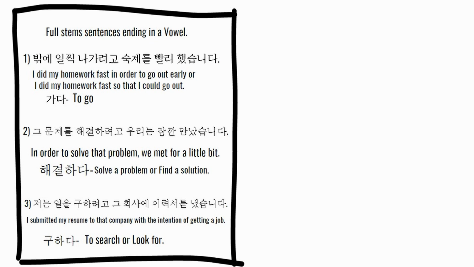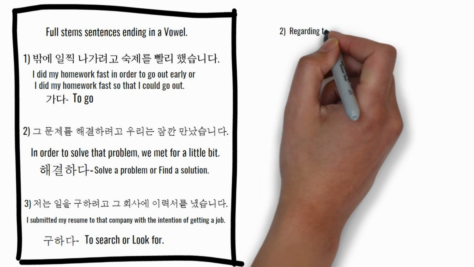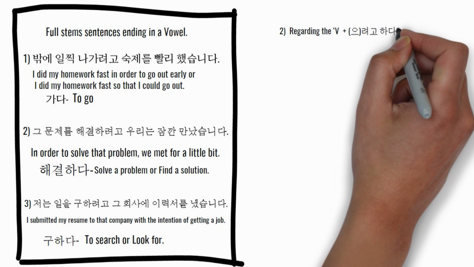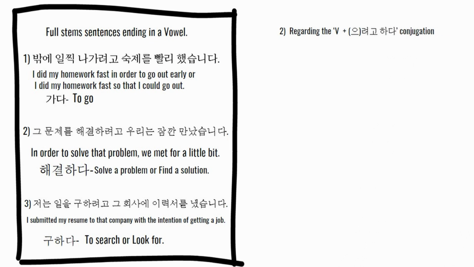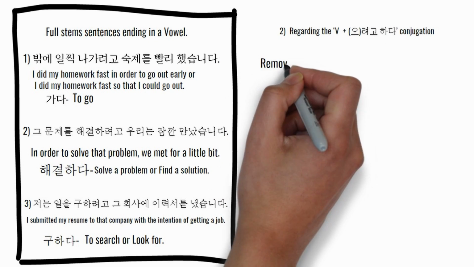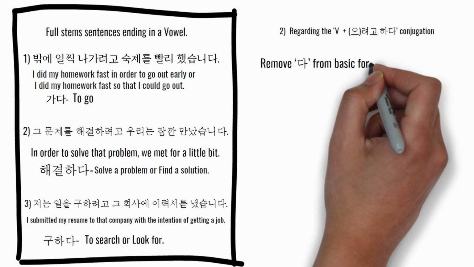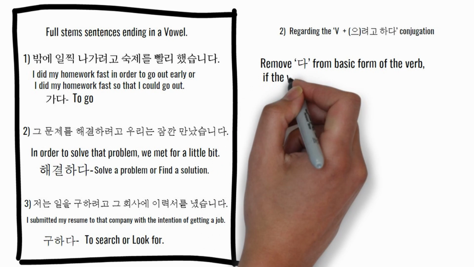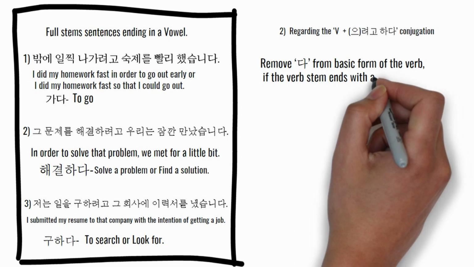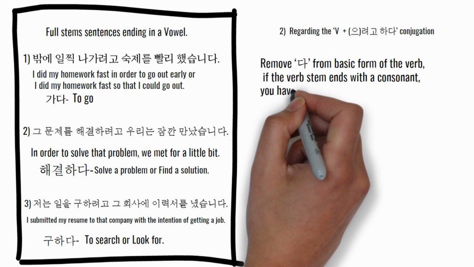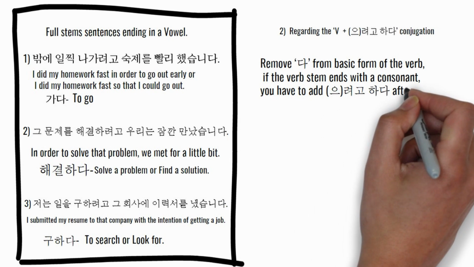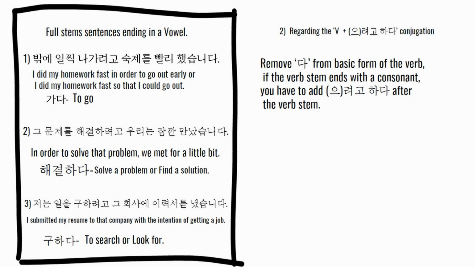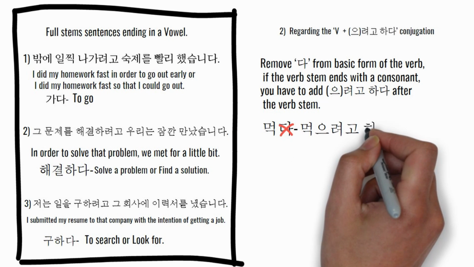Now, number 2, regarding the verb plus uryogo hada conjugation. Remove da from the basic form of the verb. If the verb stem ends with a consonant, you have to add uryogo hada after the verb stem. For example, moktta, after removing da, the stem ends with a consonant, so it becomes moguryogo hada.